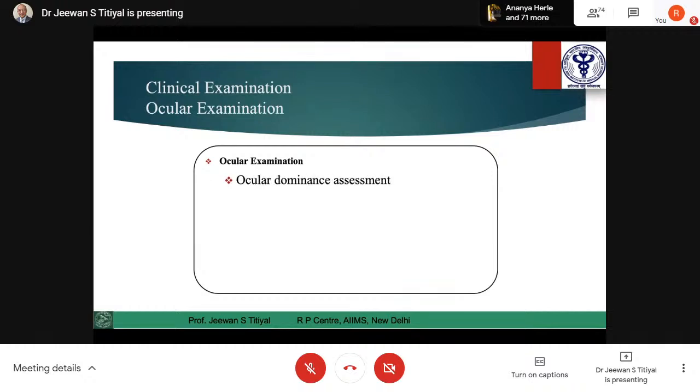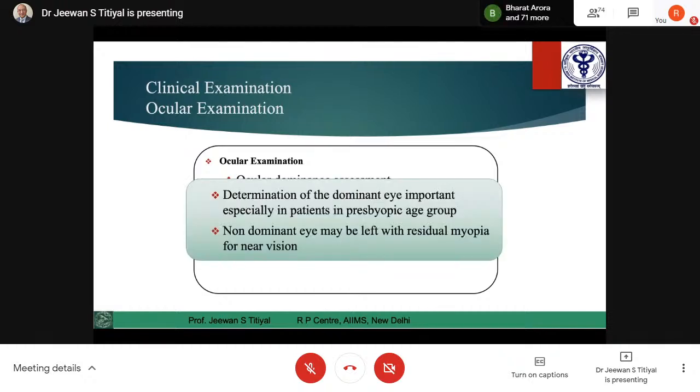The dominance of eyes should also be assessed. That means which eye is dominant, right or left. This is important for a particular type of refractive correction, where we do monovision, that is, a presbyopic correction, where we use the dominant eye for distance correction and the non-dominant eye for near correction. So it is important nowadays to assess dominance of the eye.